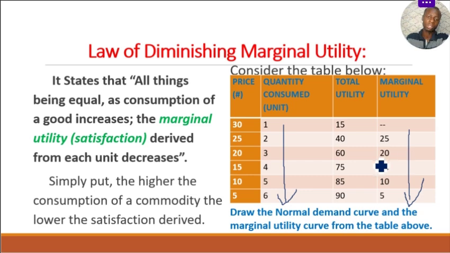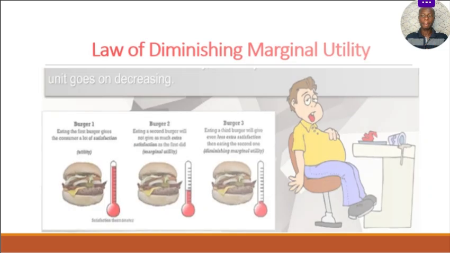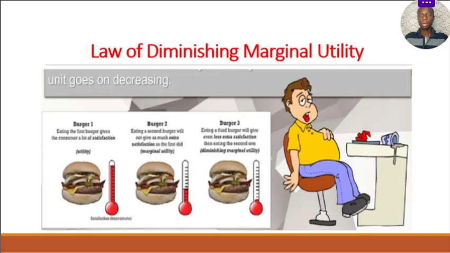And we're still going to look at the relationship about this when we draw the normal demand curve and the marginal utility from this table in our next video as we consider this topic. Now let's look at this image that actually helps us to understand this principle, something you can relate to even on a daily basis. Look at this man here that is taking a burger. When he takes the first burger, you can see that the utility or the satisfaction he derived rises very high.